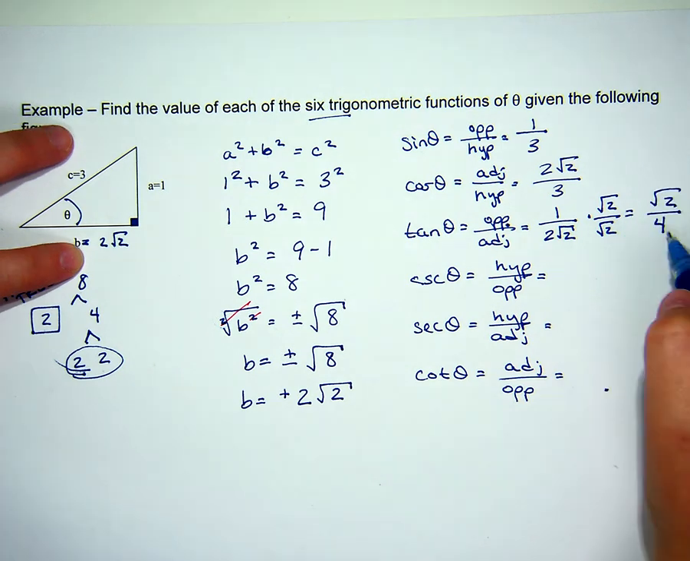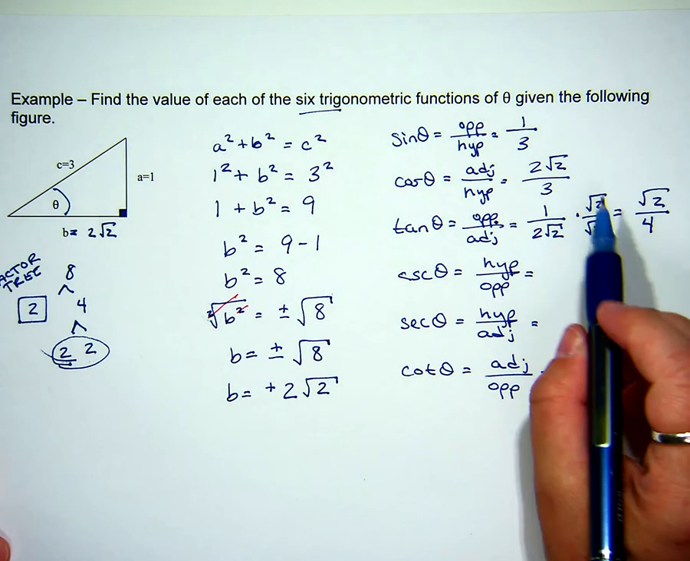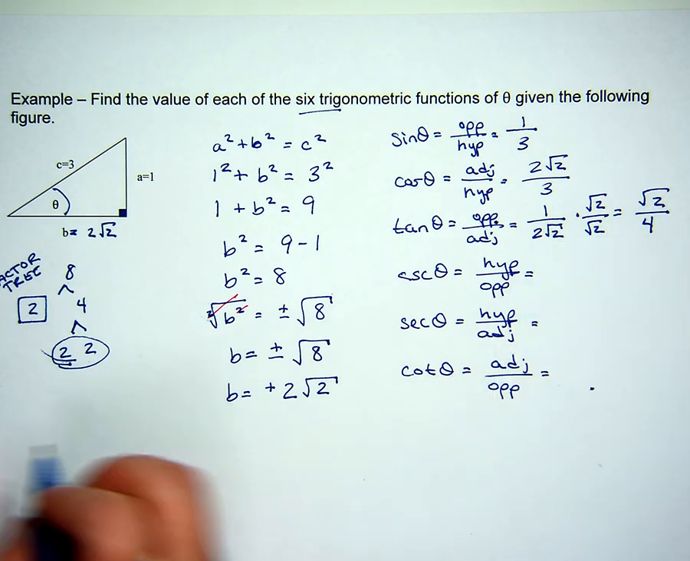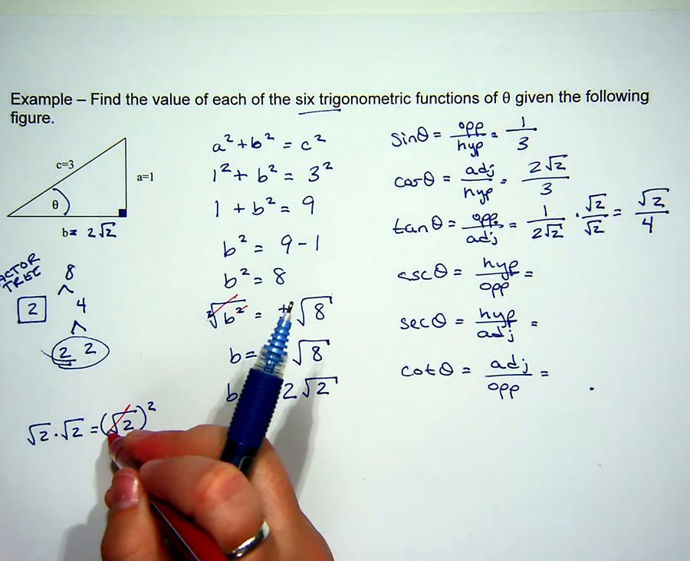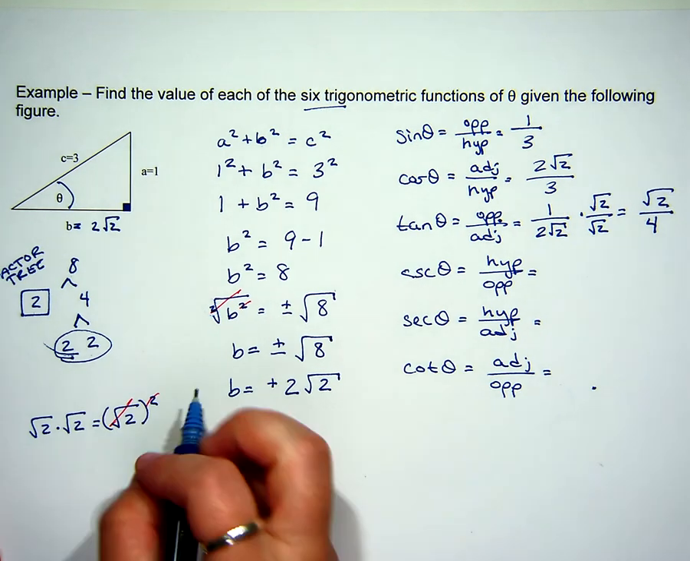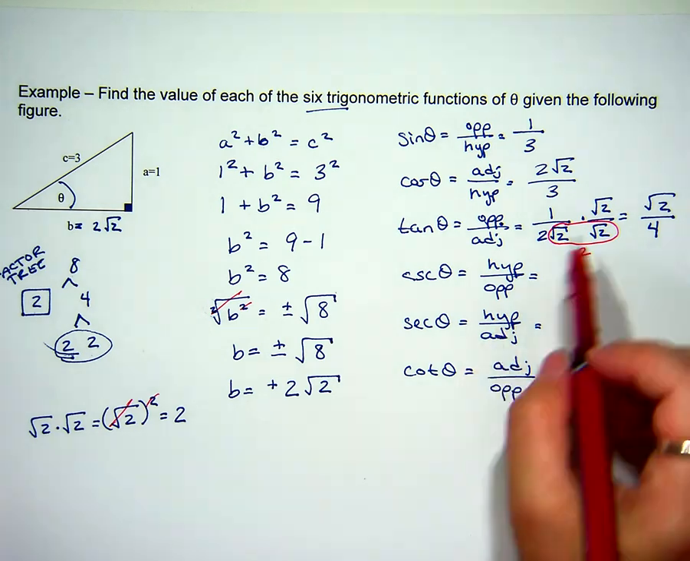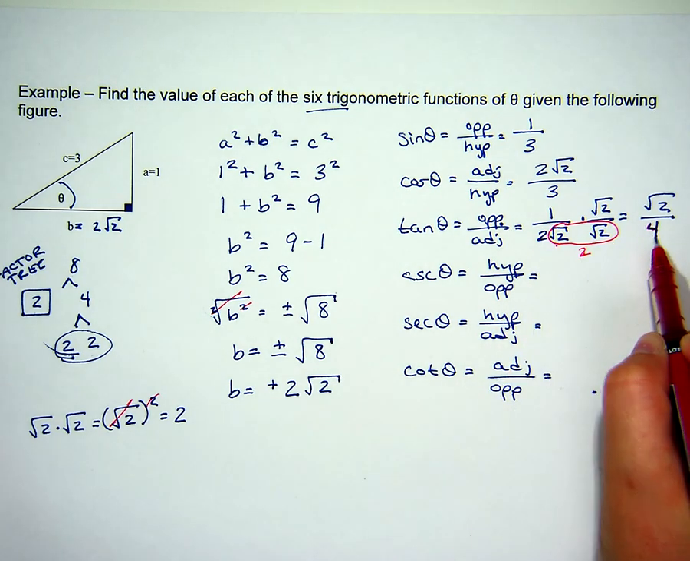Now you might be going, hey, wait a minute, how'd that 4 get there? You remember that if you take the square root of 2 times the square root of 2, that's like saying the square root of 2 squared. And what happens? The square and the squared go away, so you're just left with the number 2. So these 2 pieces together give you a 2, and a 2 times 2 is a 4.